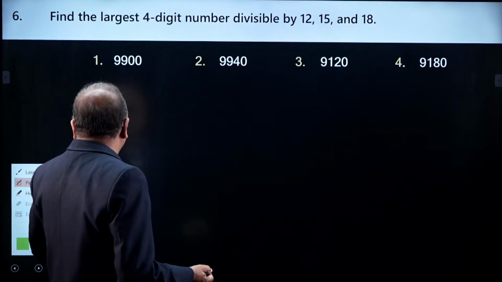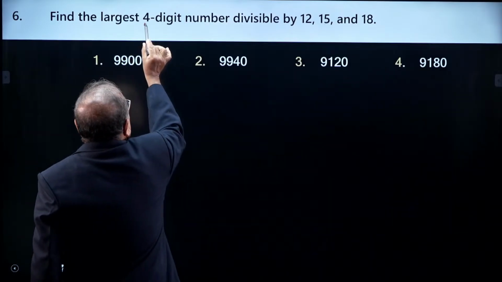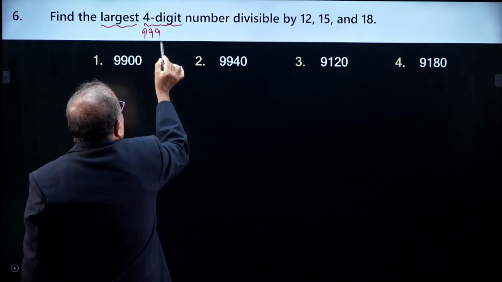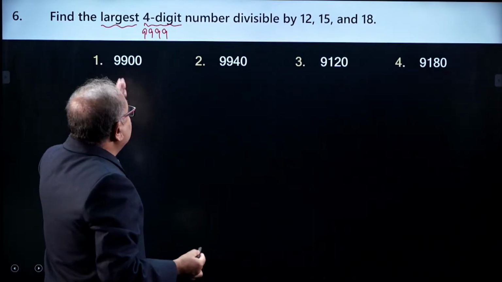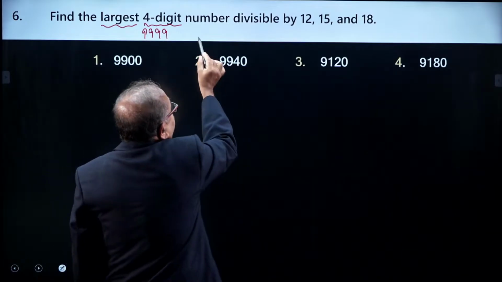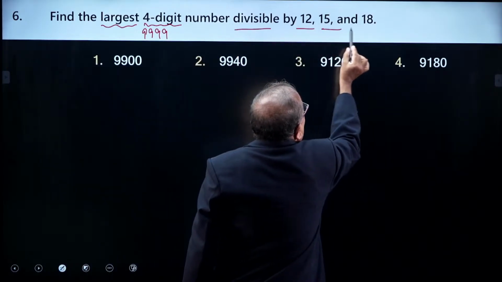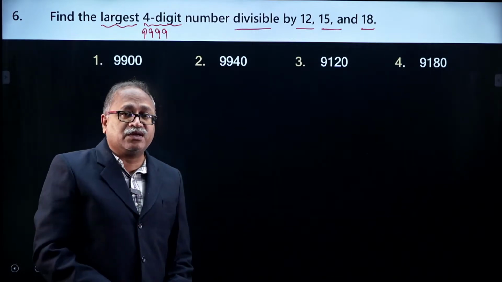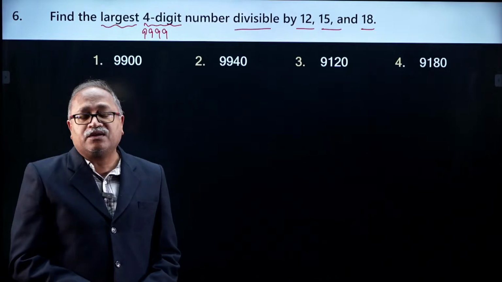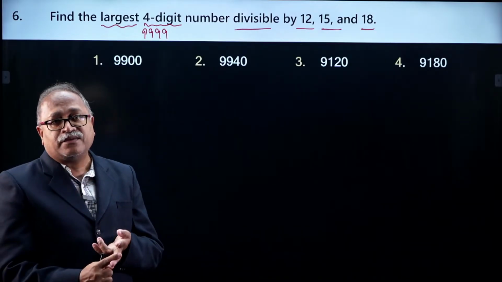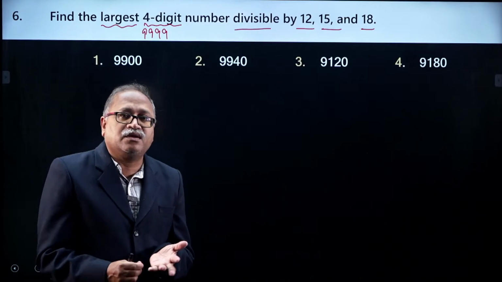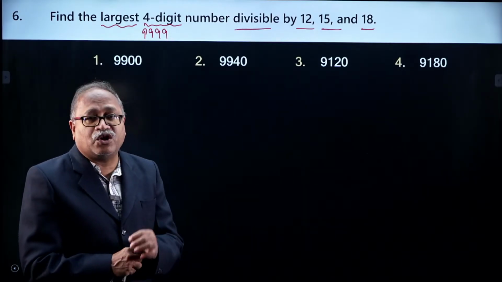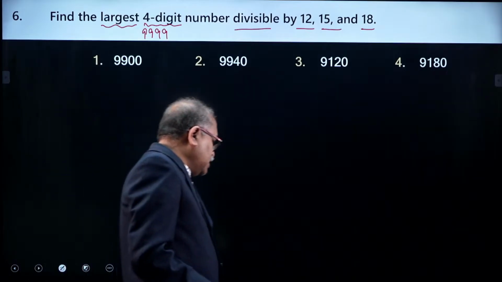Look at this part. What is the question here? Find the largest 4-digit number. We know the largest 4-digit number is this one. So largest 4-digit number with a condition. What is that condition? Divisible by 12, 15 and 18. Those who are familiar with the previous year questions must know that especially in the RRB, SSC and even in banking, the question comes like this. And it's the very basic model, first model of LCM.